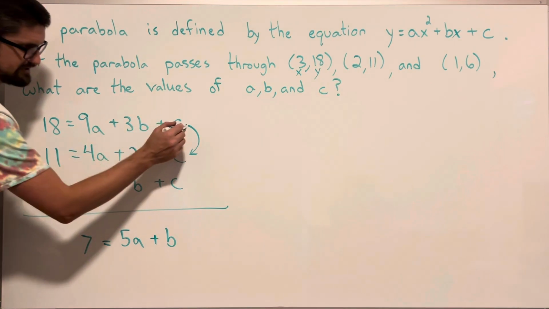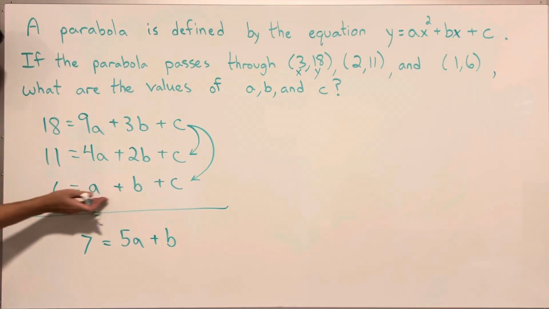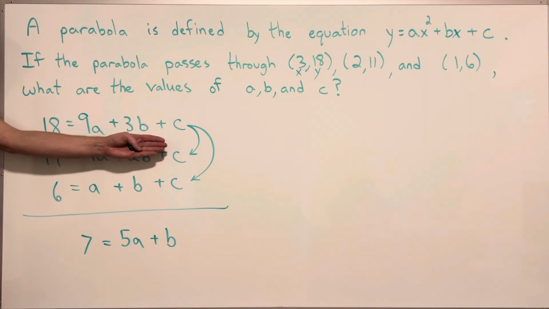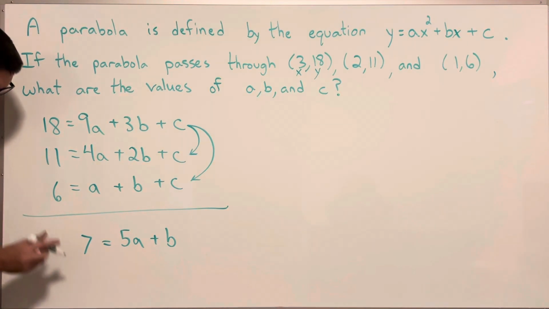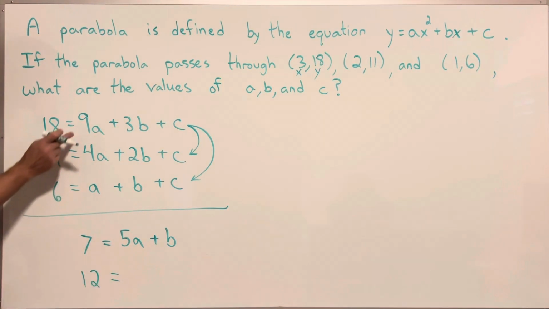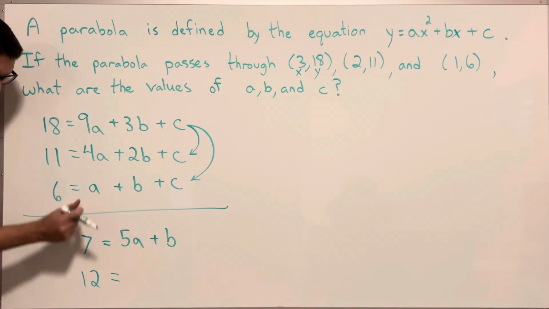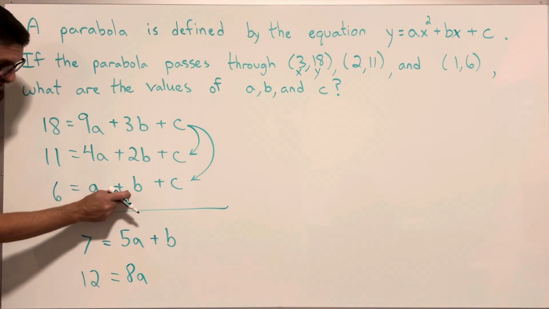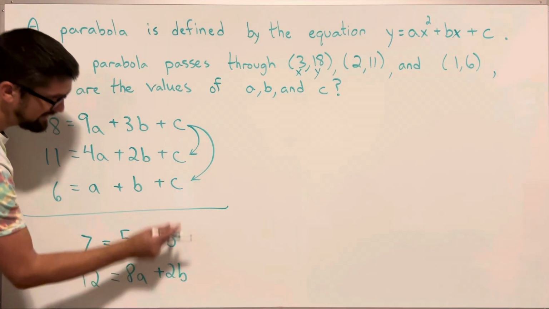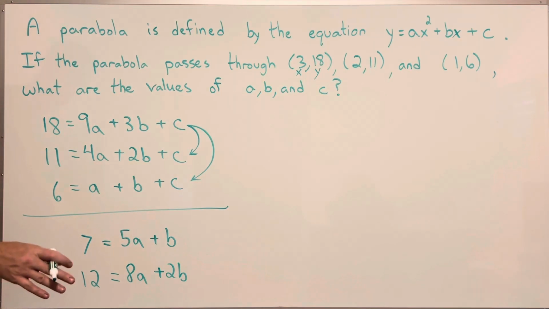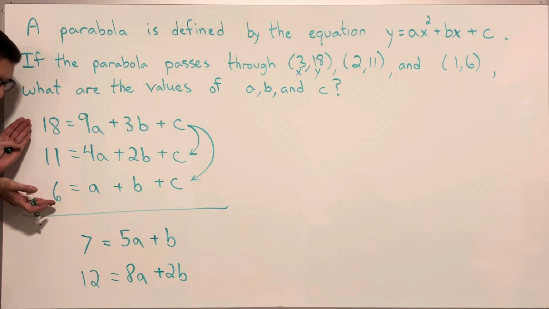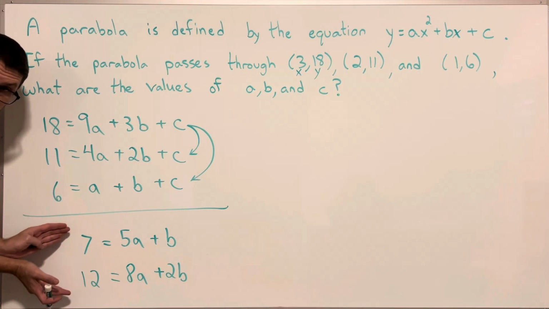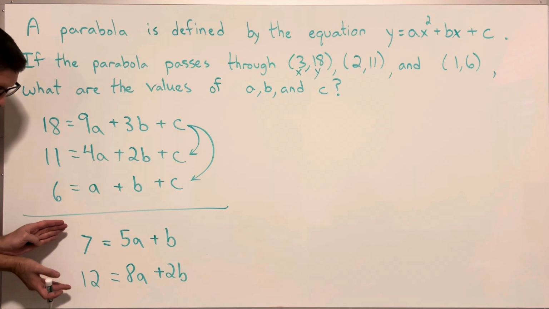Now I'm going to take the top equation and subtract the bottom equation from it. So this time I'm ignoring the middle equation. We got 18 minus 6, that's 12. 9a minus 1a is 8a. 3b minus b is 2b. And c minus c is gone. And you can see what happened. I went from a system of 3 equations with 3 letters to a system of 2 equations and 2 letters.